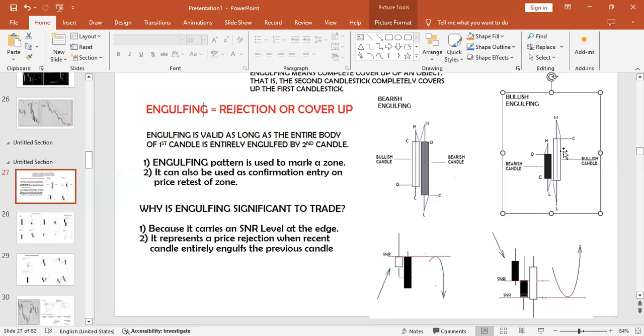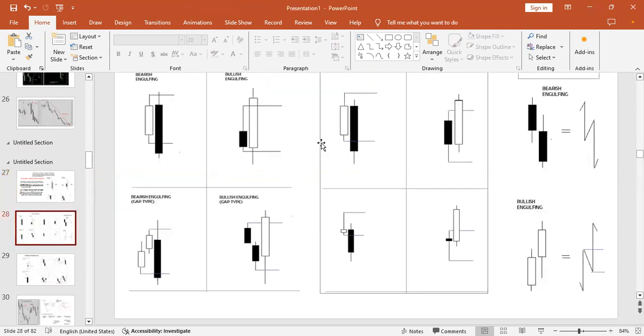Because sometimes you can have this wick here longer than this candle. It doesn't really matter to me. The most significant point is the body. As long as it covers up the body, both the open and the close have been covered up by the body of this candle, it validates the pattern. So you have different types of engulfing. It comes in different variations. You can see it in different forms like this.